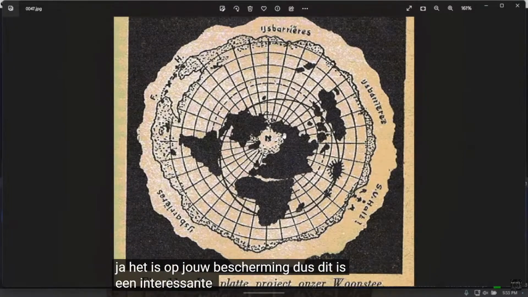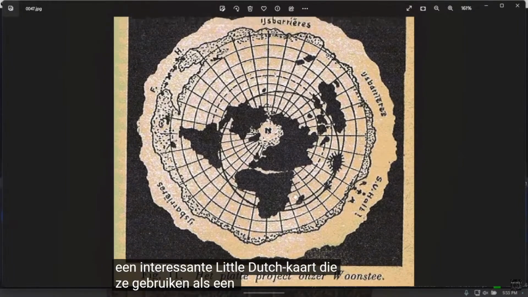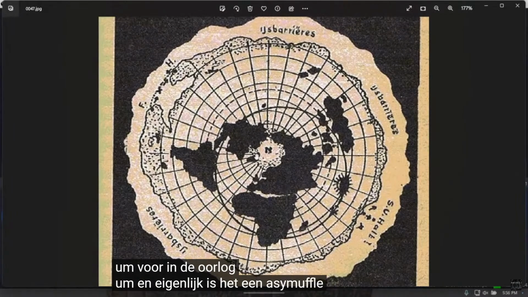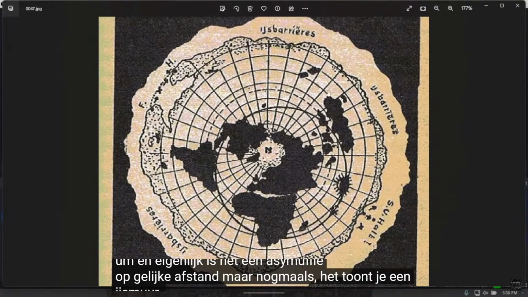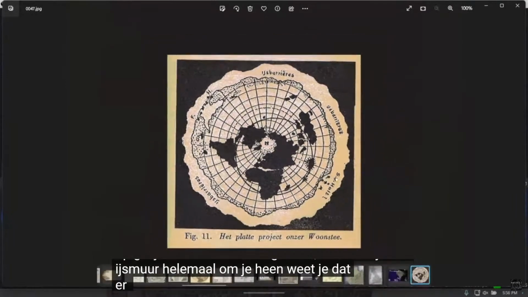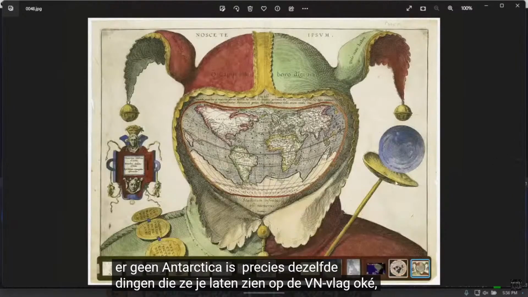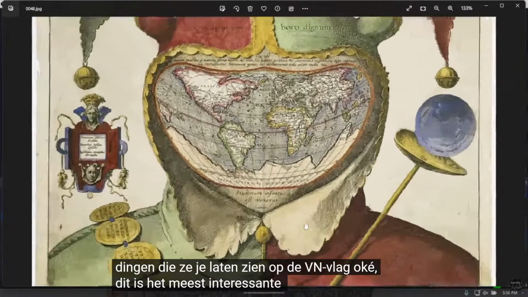So this is an interesting little Dutch map that they use as a projection in the war. And basically, it's an azimuthal equidistant, but again, it shows you an ice wall all the way around. There's no Antarctica. Exactly the same thing as they show you on the UN flag. Okay. Now, this is the most interesting thing.